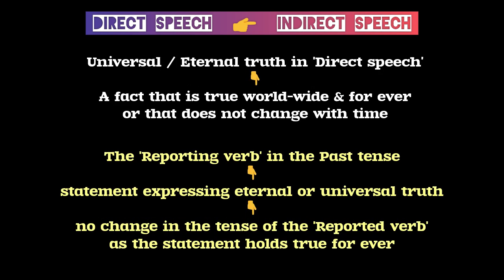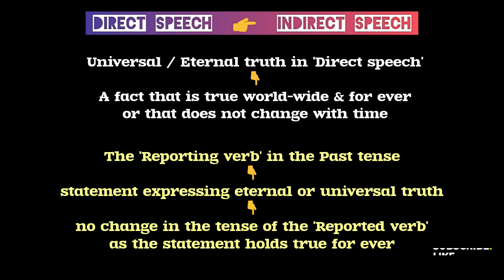Sometimes in the direct speech, the quoted statement expresses a universal or an eternal truth. But then, what is a universal truth? What is an eternal truth? Well, a universal truth, as the name suggests, is a fact that is universally true, or that is true worldwide, that is everywhere in the world. And an eternal truth is a timeless truth, something that holds true forever, that does not change with time. In short, a universal truth or an eternal truth does not change with place or time.